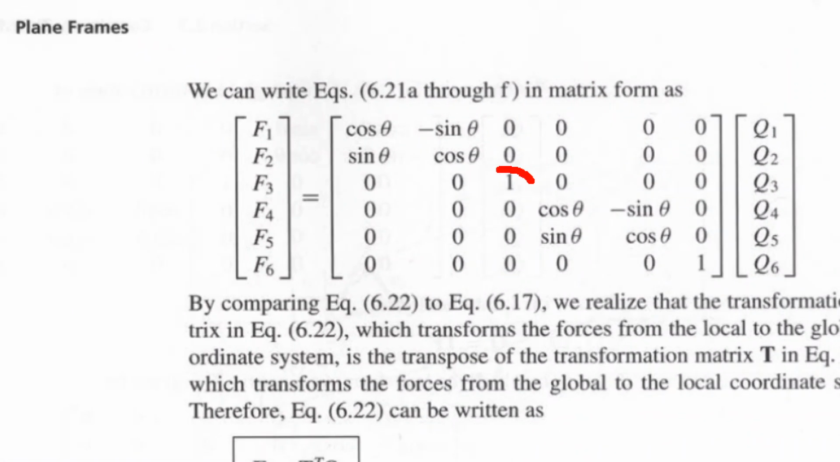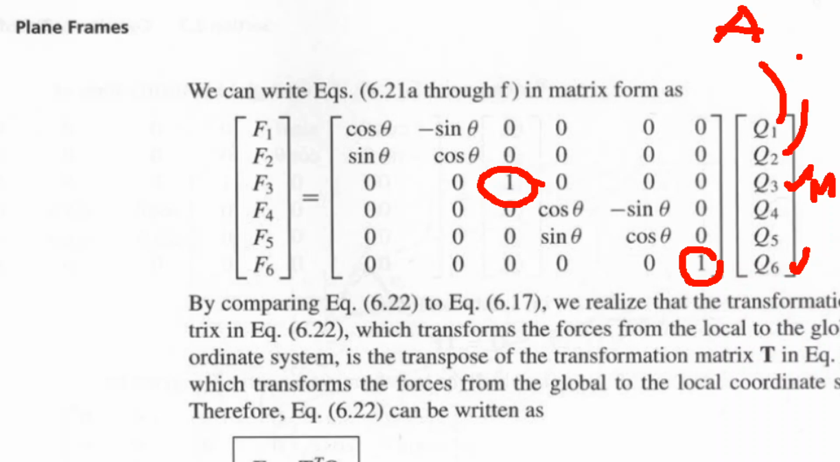Notice that we have 1 here because it corresponds to moment. Q3 and Q6 correspond to moment. Q1 corresponds to axial, and Q2 corresponds to shear. Then Q3 corresponds to moment. And this is 1 because a certain moment, even if you refer to another axis, is still the same direction, or the same sign, regardless of the inclination.